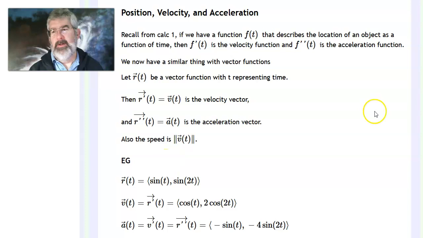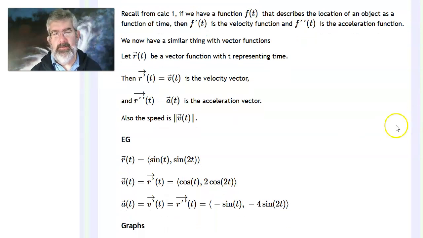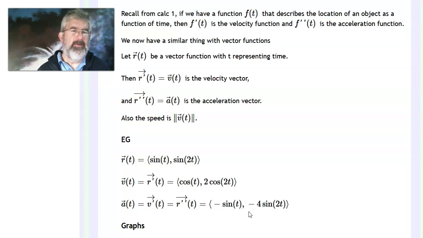Now, let's do an example here. R of t is sine t, sine 2t. It's my example. Take the derivative, cos t, 2 cos 2t, remember the chain rule there. And the acceleration vector is the derivative of the velocity vector, which is the second derivative of the position vector, minus sine t, minus 4 sine 2t. Now, I mean, it's easy enough to take those derivatives, but what does it mean?